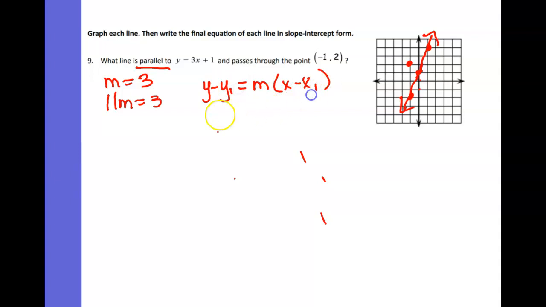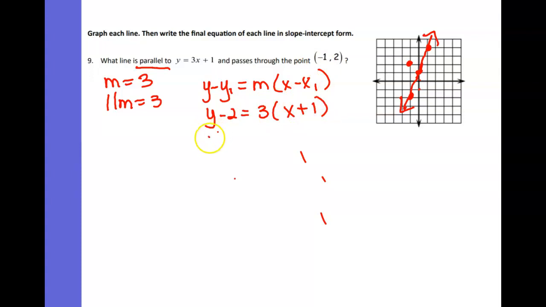It's easy enough to draw it, but we want to get the actual equation. So what we're going to do is determine the slope here is 3. The parallel slope is also 3. We're going to use that slope with the point: y minus y1 equals m times x minus x1. So y minus 2 is equal to 3 times x plus 1, because we're subtracting a negative.